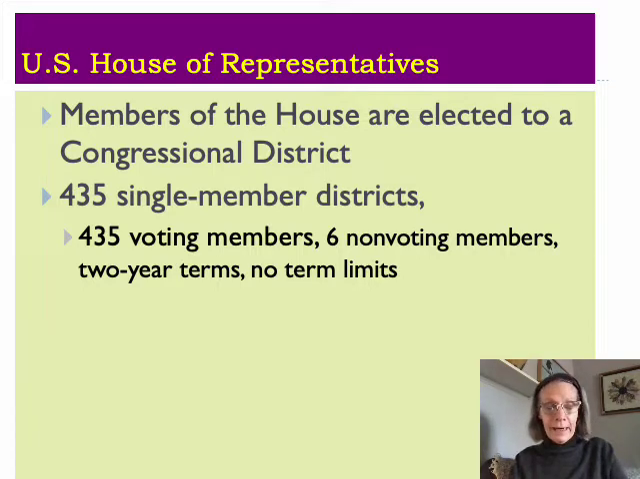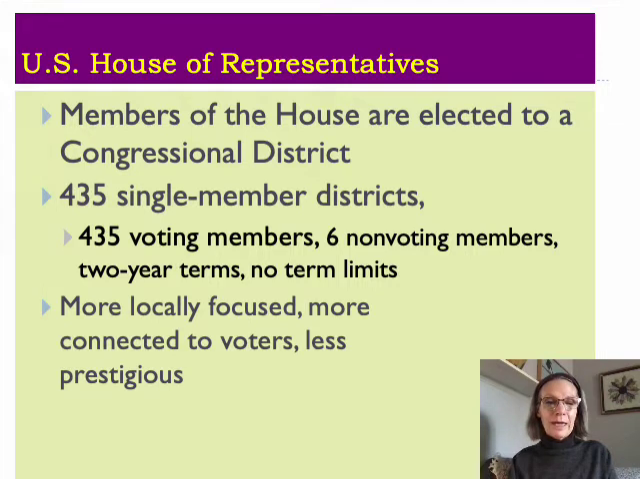Each voting member and non-voting member serves a 2-year term. And so they're up for re-election every 2 years, and there's no term limit. Your term is 2 years long, but you can be re-elected over and over and over. There are no limits to the number of terms you can serve.